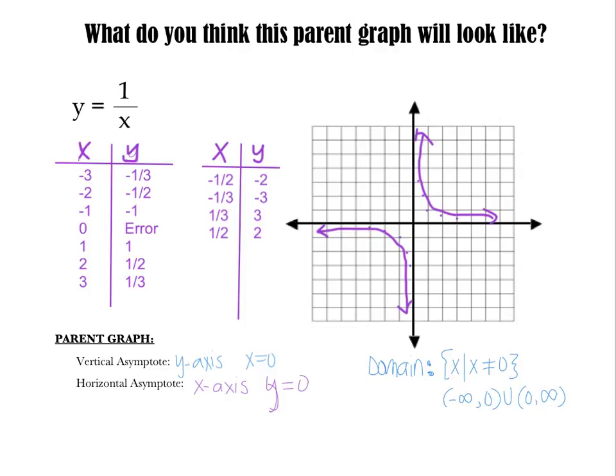So the range also has that 0. We're talking about the y values now. So all the y values exist on this graph except for when y equals 0. So all y such that y cannot be 0, or in interval notation, it's going to be the interval from negative infinity to 0, and then it's going to jump over and go from 0 to infinity. So those are the domain and the ranges, the ways we're going to write it for these rational functions.